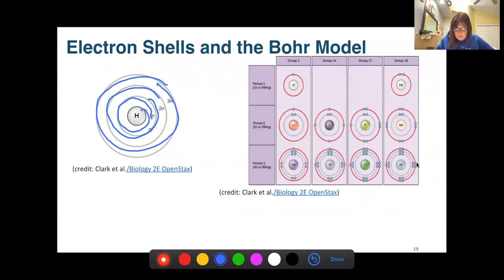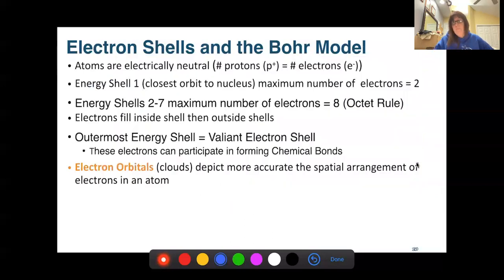All right, so I'm going to talk about valence electrons. Again, atoms are electrically neutral. We know we have the same number of protons and electrons. The first energy shell is the closest to the nucleus, and it can only hold 2 electrons. So if you look at the first row on your periodic table, notice there are only 2 elements, hydrogen and helium. That's your first energy level, or your first period.